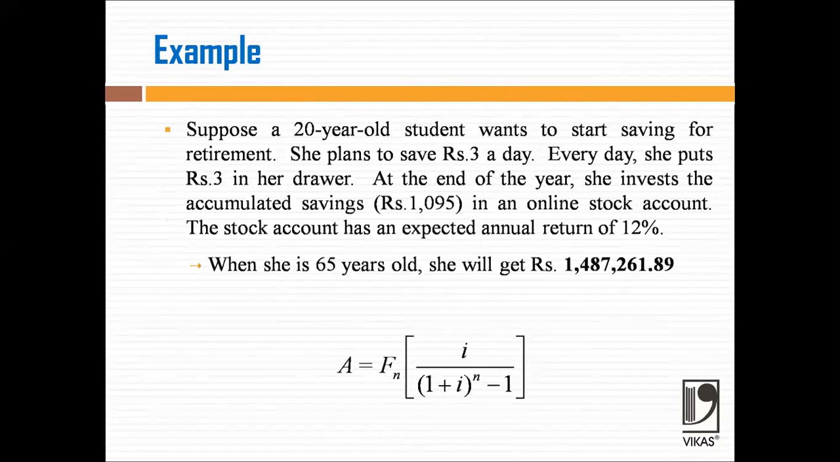So inverse, right? Inverse of this. Annuity equals future value, 50 years.